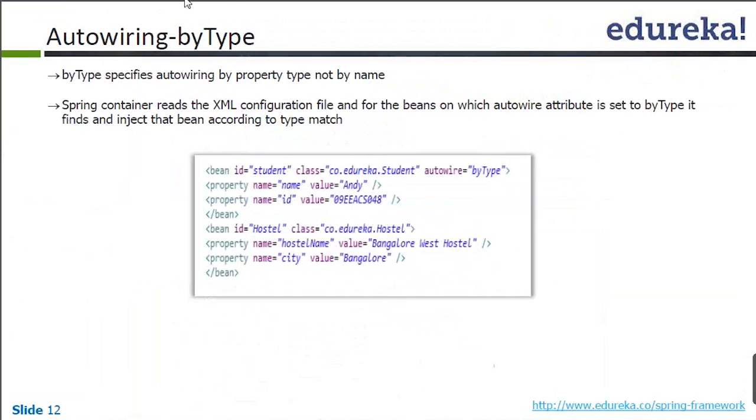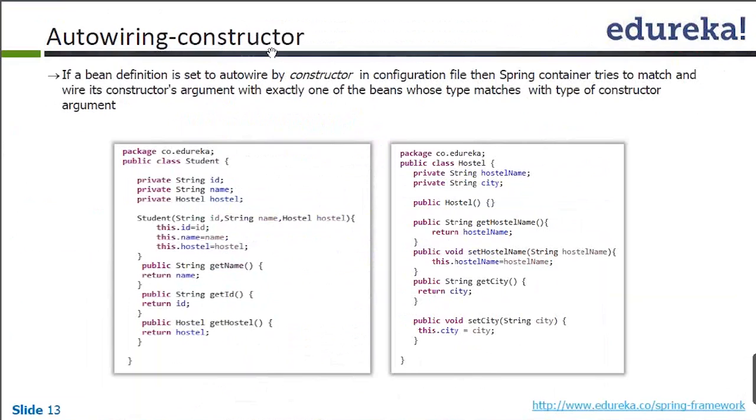So as there are no questions, let me go to the next slide. Auto-wiring by constructor. This is the third way to achieve the same. If a bean is set to auto-wire by constructor in the configuration file, then the Spring container tries to match and wire its constructor argument with exactly one of the beans whose type matches the type of the constructor argument. So again, this is by type but at constructor level.